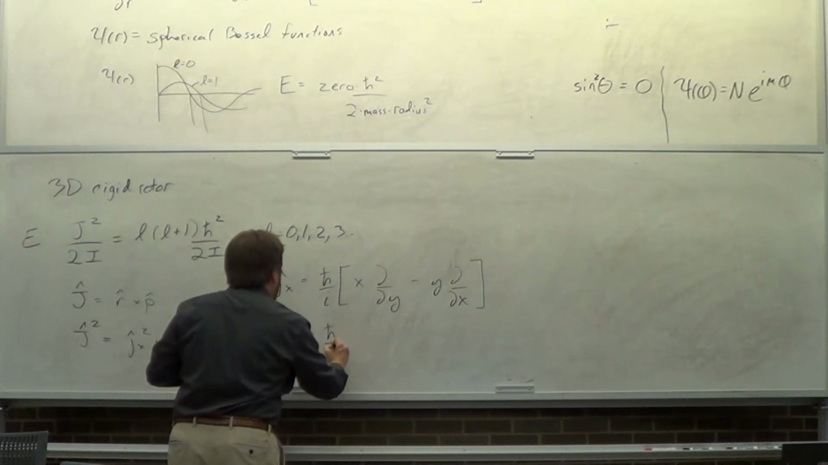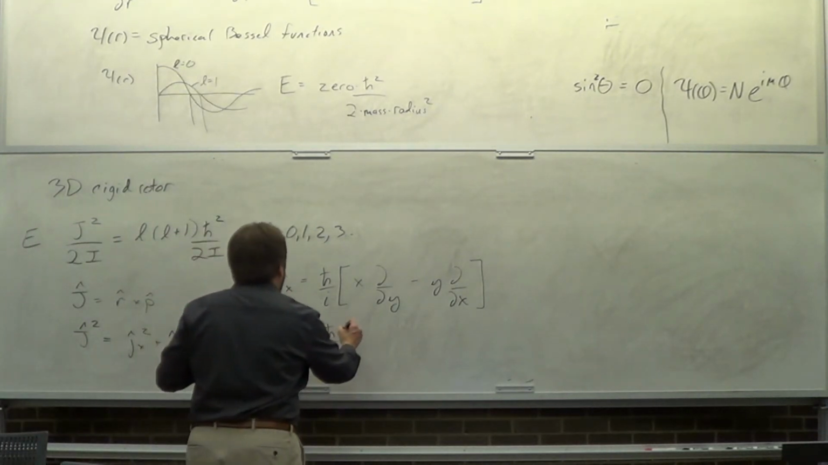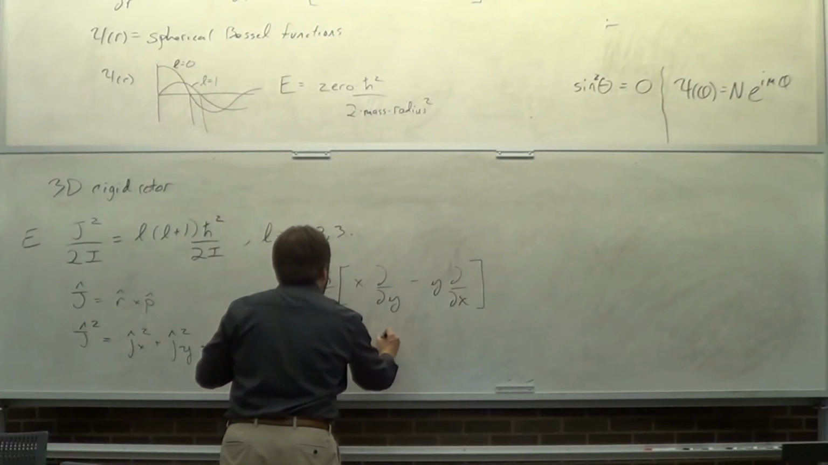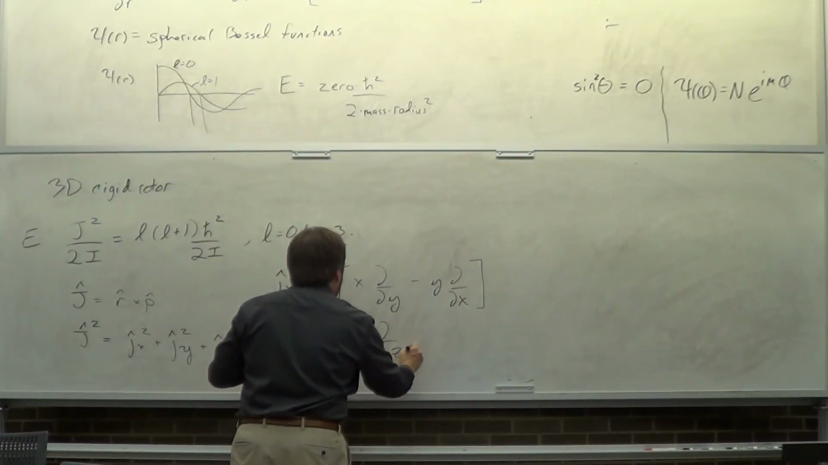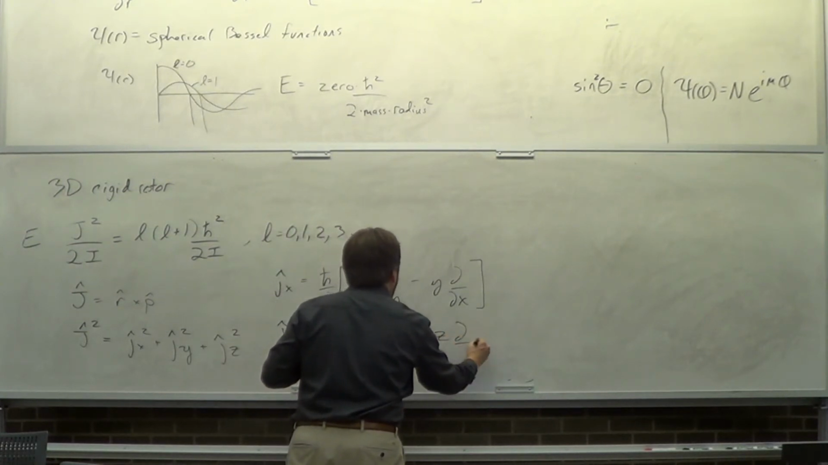I always see an h bar over i. Remember, whenever we have momentum, there's always an h bar over i. It pops up every time. Always there. There's a little bit of a pattern to y d/dx minus z d/dy. There's a little bit of a pattern, but whatever.